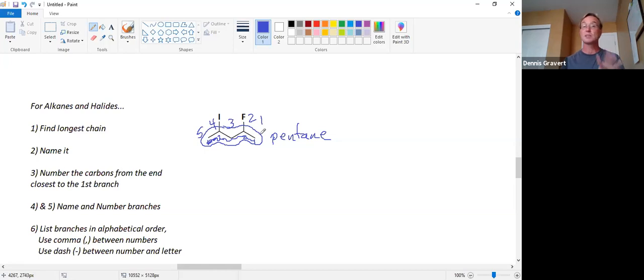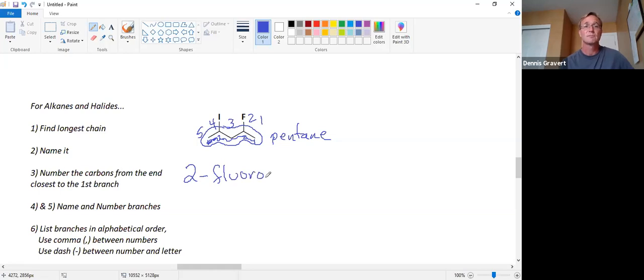That's after we check the branches. You want to get to your first branch first. Check the second branch. If there's a third, check the third. Then last tiebreaker is alphabetic order. Cool. Steps 4 and 5 are to name and number the branches. On number 2, there's a fluoro group. On number 3, there's an iodo group. And then we put them in alphabetic order in our name.